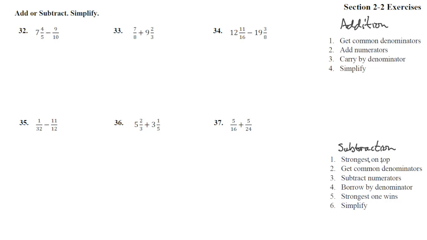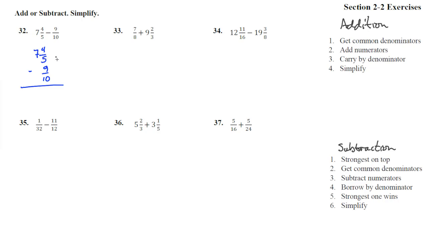So down in subtraction, we have to have the strongest guy on top. So 7 is certainly stronger than 9/10. So we're going to have 7 4/5 minus 9/10. Okay, common denominator. We have fifths and we have tenths. So let's go through the multiples of 5.